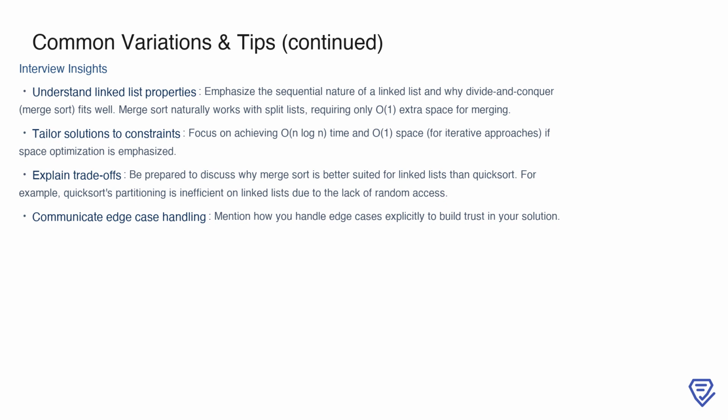For instance, you should be able to articulate why merge_sort is more suitable for linked lists compared to quicksort. Quicksort relies on partitioning, which is inefficient for linked lists due to their lack of random access. Finally, don't just solve the problem, communicate how you've handled edge cases, such as empty or single-node lists, to demonstrate the robustness of your solution. This builds confidence in your approach and shows that you thought through potential pitfalls.